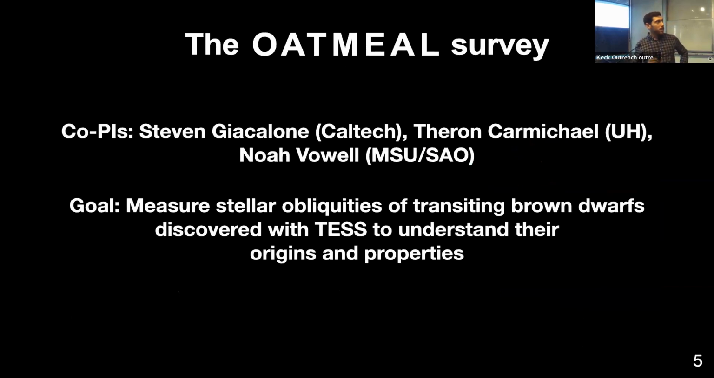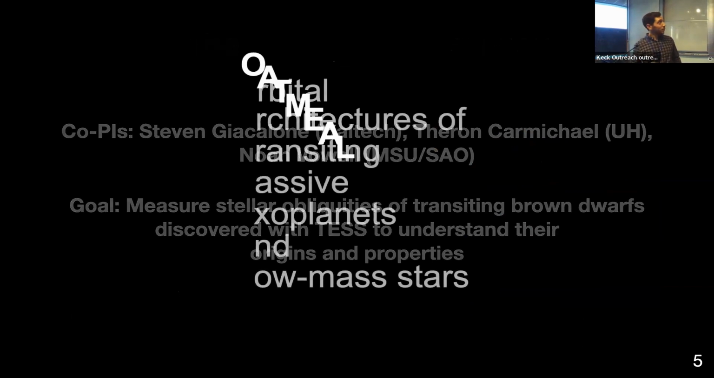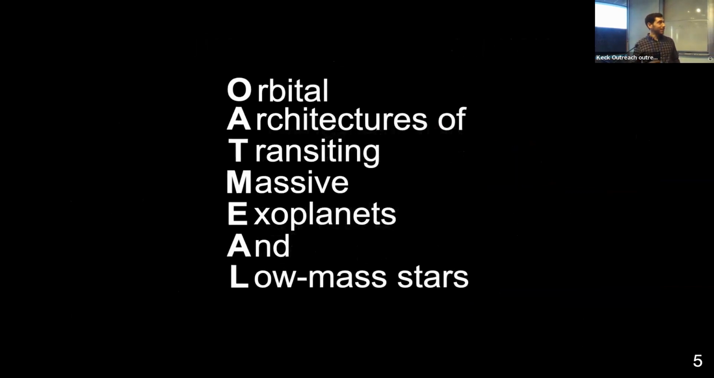So I got together with a couple colleagues, specifically Theron Carmichael, who's a postdoc at University of Hawaii, and Noah Bowell, who is a graduate student at Michigan State University. And we decided to put together a survey to start measuring the obliquities of these newly discovered brown dwarf systems. We're calling this the Oatmeal Survey, which stands for the orbital architectures of transiting massive exoplanets and low mass stars. I couldn't come up with a good acronym that has a B and a D in it for brown dwarf consecutively. So this is what we went with.